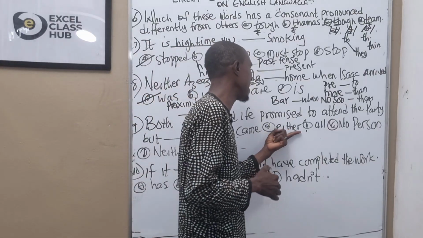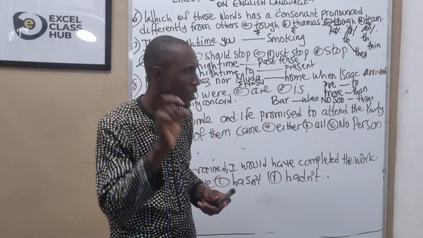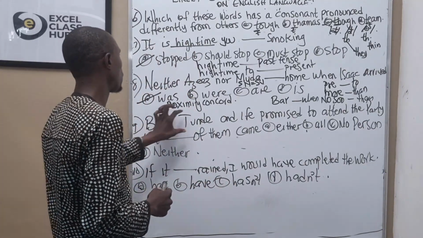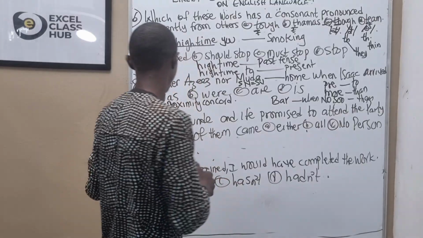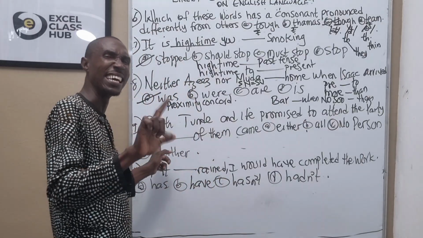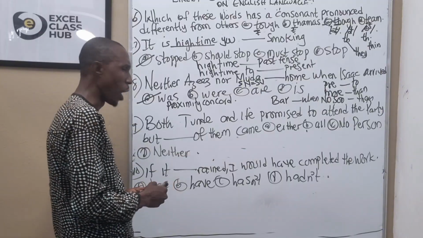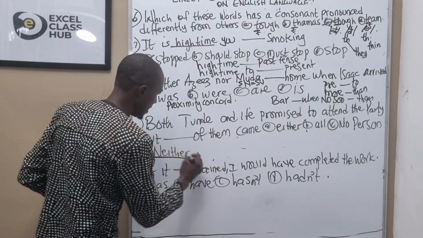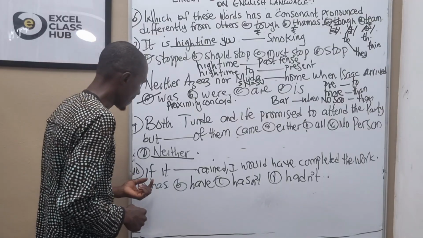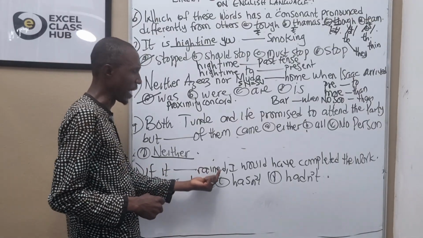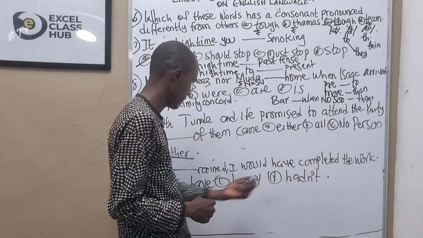If you use the word "either", it means one out of them came. So in this question, both Tunde and Ife promised to attend the party, but, telling you that they did not come, "neither" of them came. So the option here becomes neither. Then finally, number 10, it says, if it dash rained, I would have completed the work.